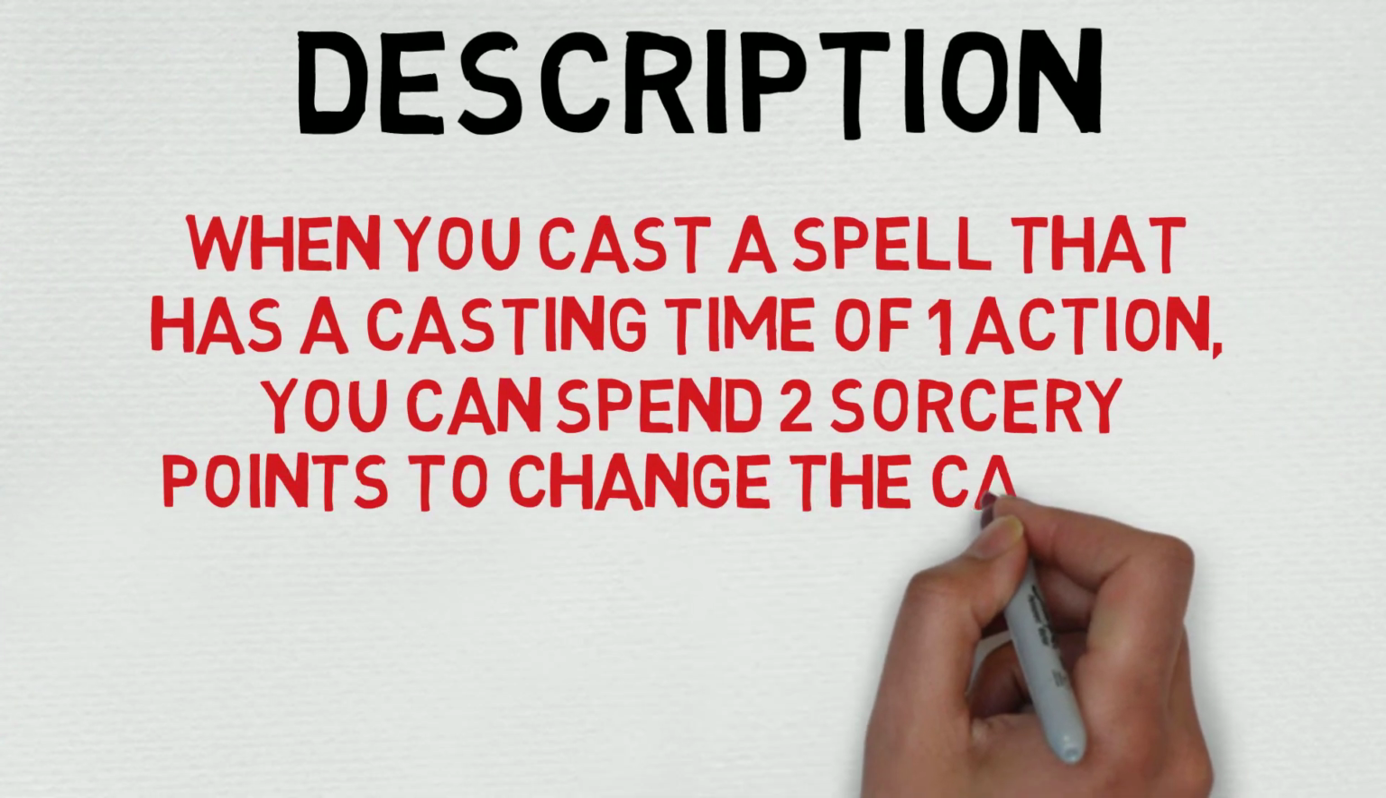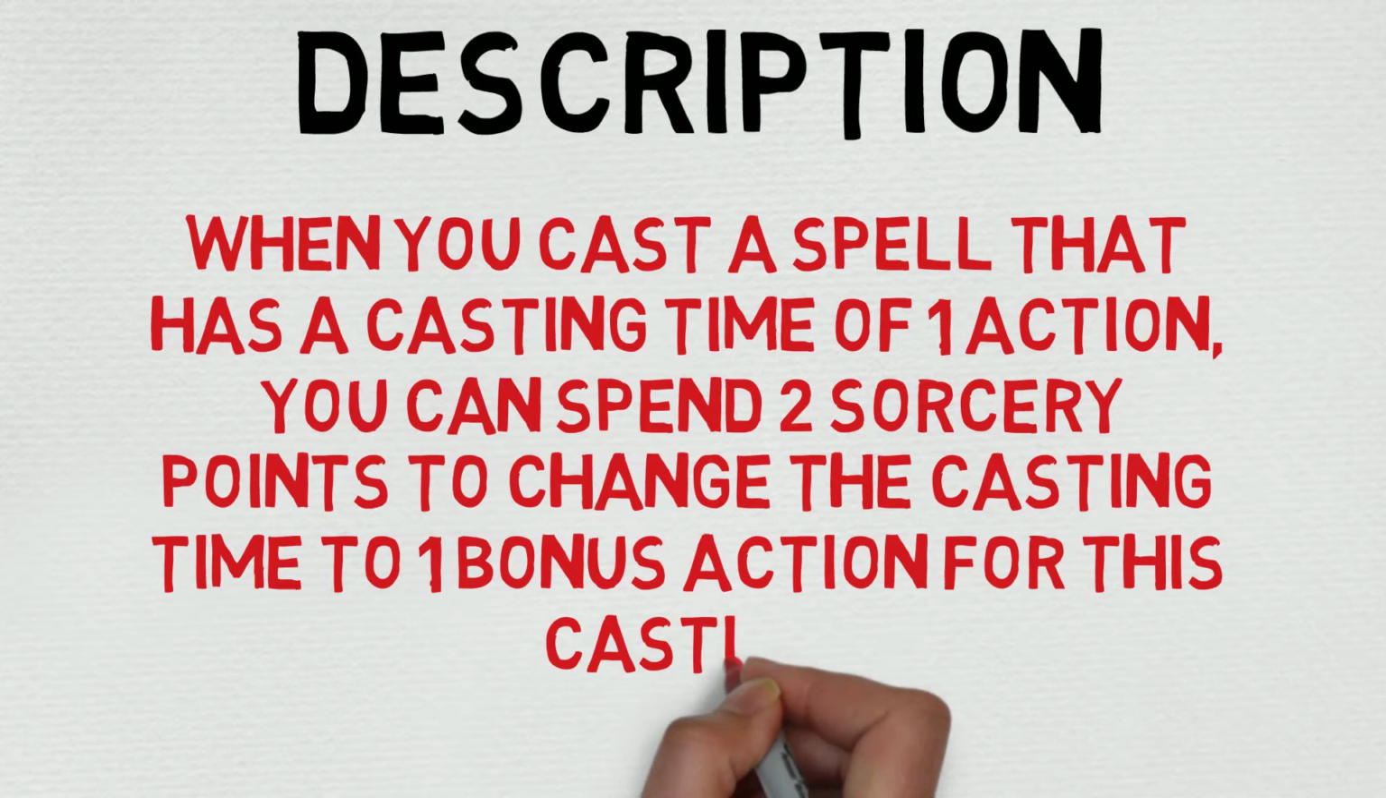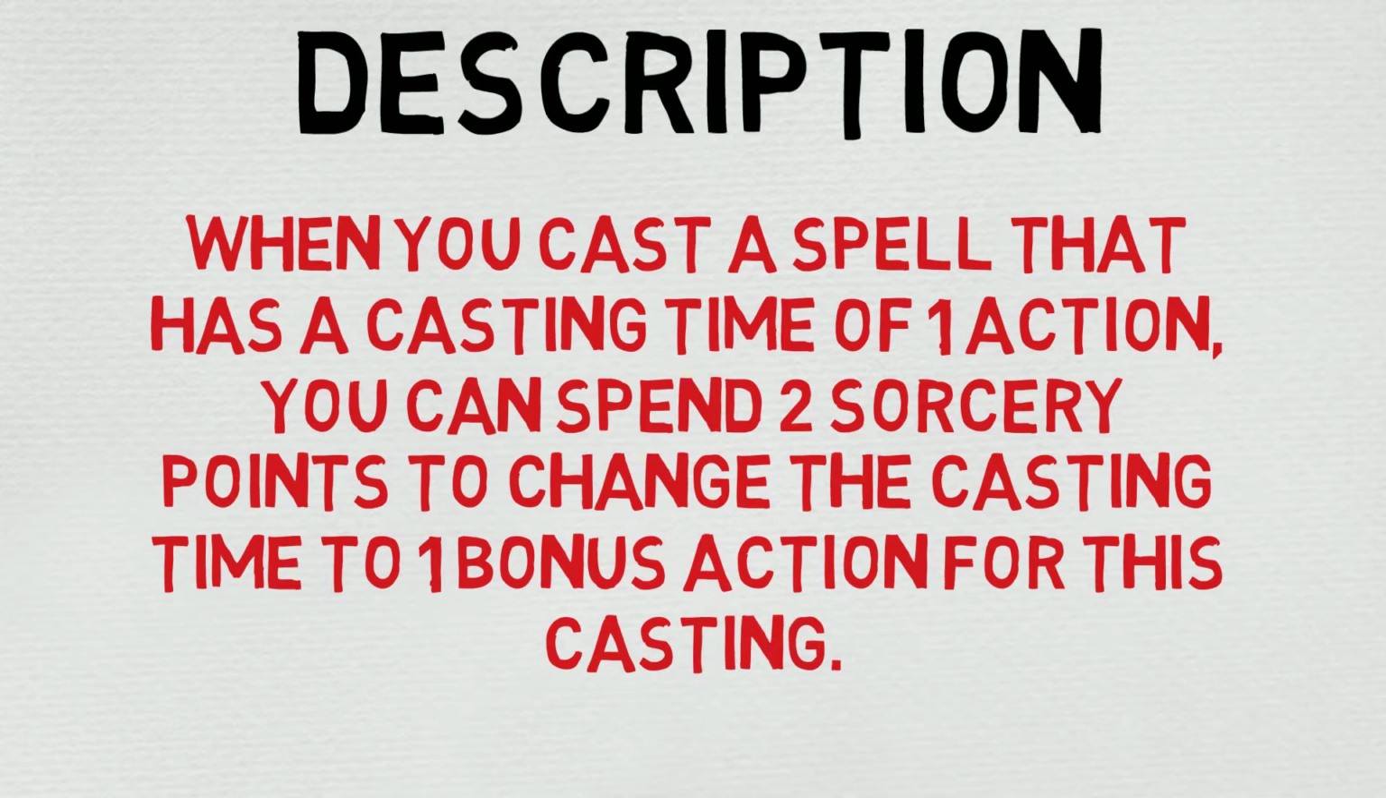When you cast a spell that has a casting time of 1 action, you can spend 2 sorcery points to change the casting time to bonus action for this casting. Needless to say, gaining your action back or retaining your action instead of using it is super useful. A quick side note though, you can only cast 1 leveled spell per turn, so no double fireball, but you can quicken spell fireball and then use your action to cast a cantrip or something of that nature to kind of clean up the mess.